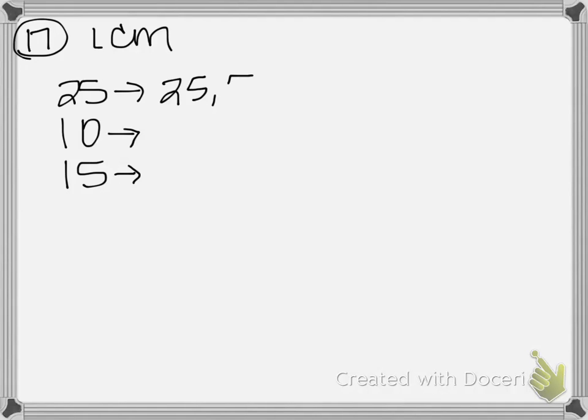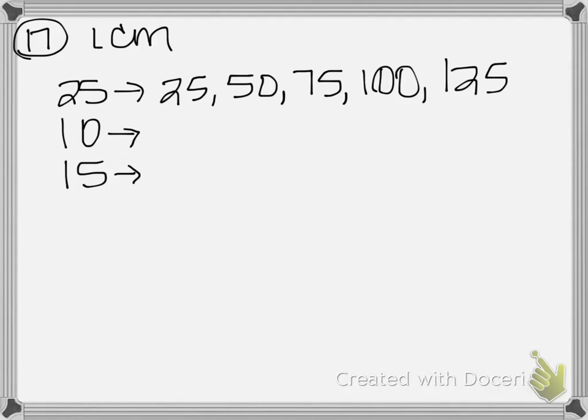So if I look at my numbers again, I have the number 25, and I have the number 10, and I have the number 15. So if I just list these numbers out, and I just start listing multiples, well, 25, I've got 25, and then times 2 is 50, times 3 is 75, times 4 is 100, 125, and I'm going to stop because I'm out of room. Hopefully, I'll be able to figure this out.